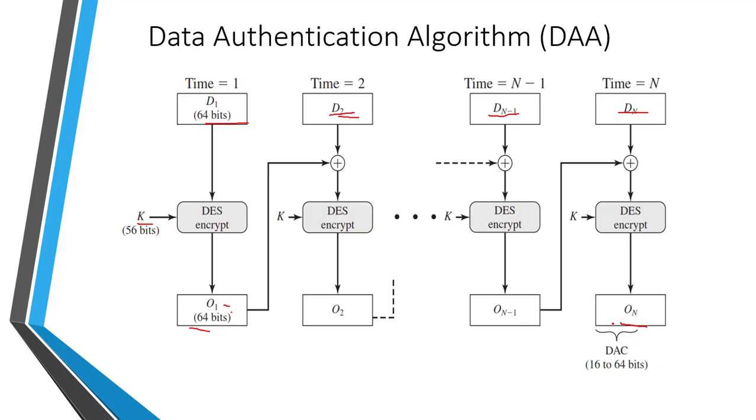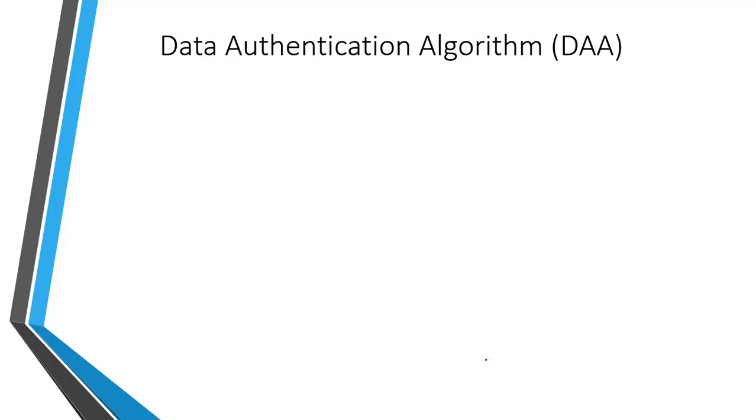Here the data authentication code consists of either the entire block, that is ON, or the leftmost 16 to 64 bits of the ON. Now we will see the mathematical representation of DAA.